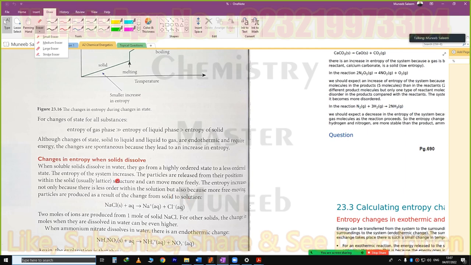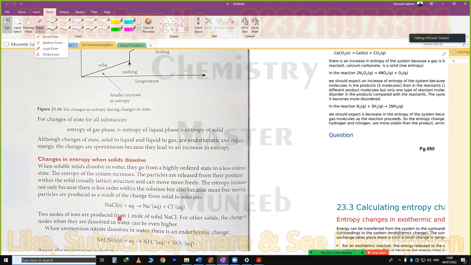So this is the process by which we can see that the entropy increases. Entropy increases when solid is converted into the solution form, because in the solution form the particles have more ability to be disordered, because within the solid the particles are in the ordered form.